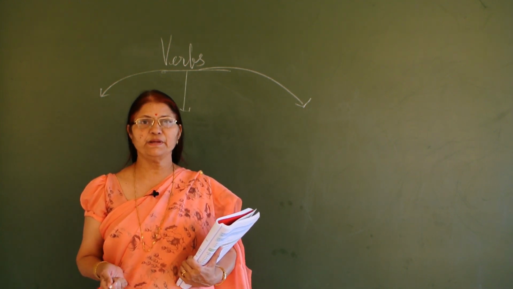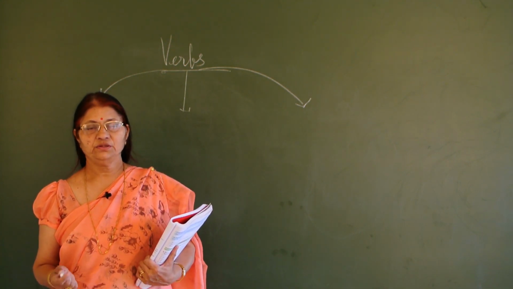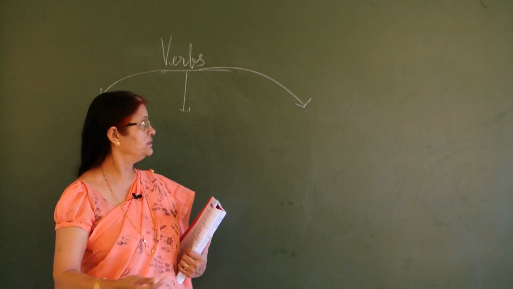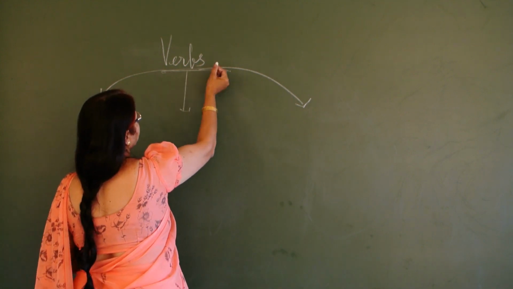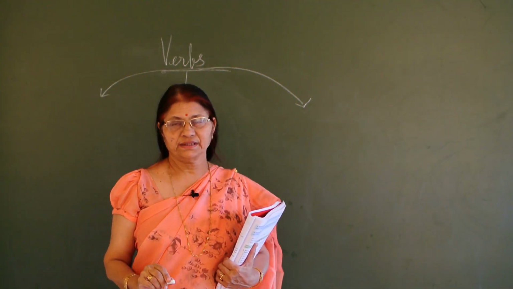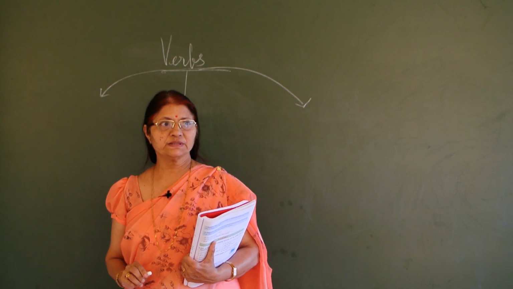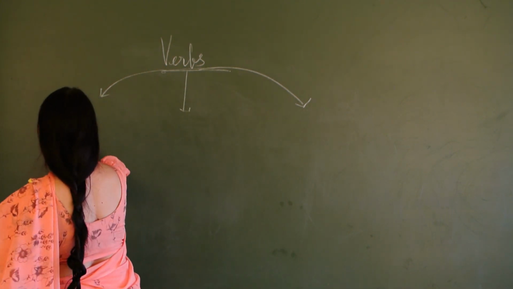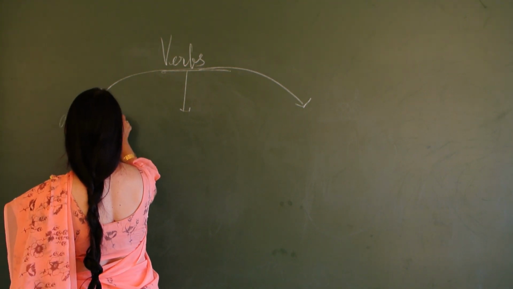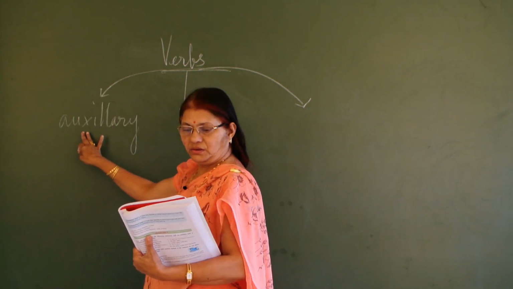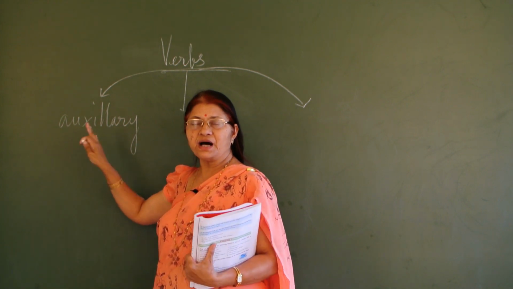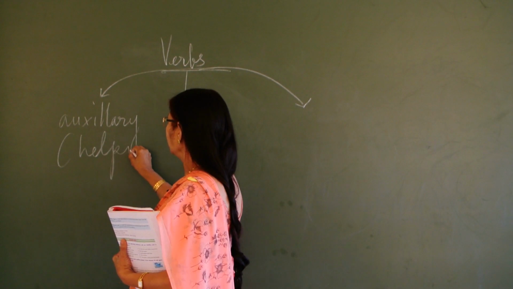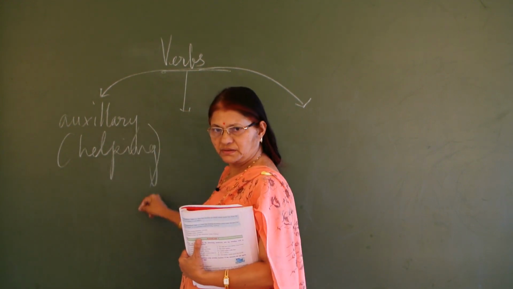In my last class, I explained to you what verbs are. Today we shall go into further study about the verb. Verbs are of two kinds, but before I teach you the kinds of verbs, let's learn what auxiliary verbs are. Auxiliary verbs are helping verbs. They help the main verbs.